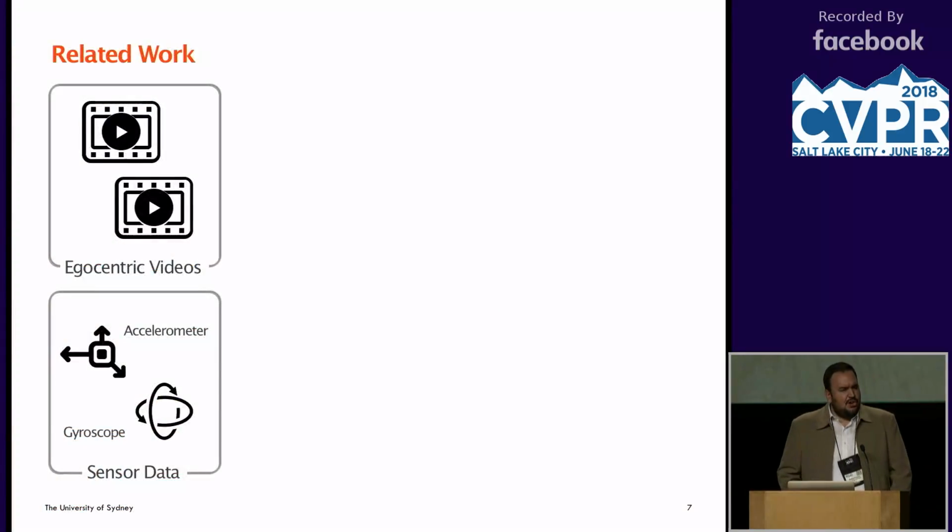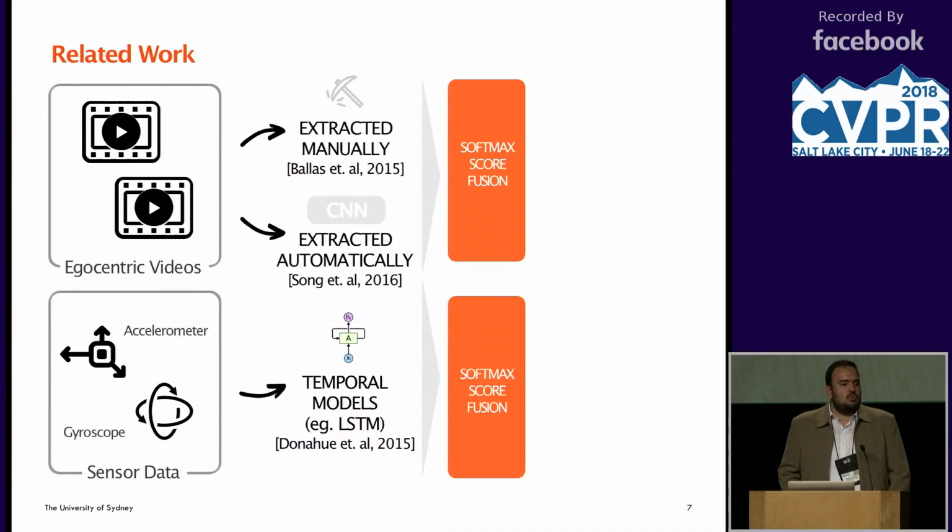If we go further and look at the related work, most methods rely on some sort of multimodal or multi-stream approach, where we have different streams of data. In the case of egocentric activity recognition, we have egocentric videos and sensor data. On the first, we need to extract features either manually or automatically. On the second, we need to use some sort of temporal models because we want to capture the correlation between the data points. Then we get these features and merge them into a fusion layer.